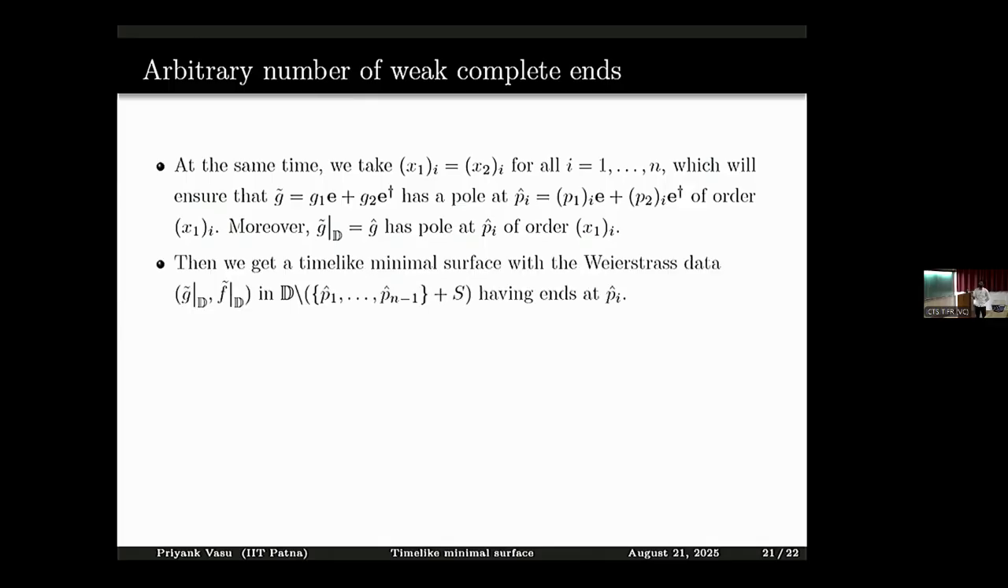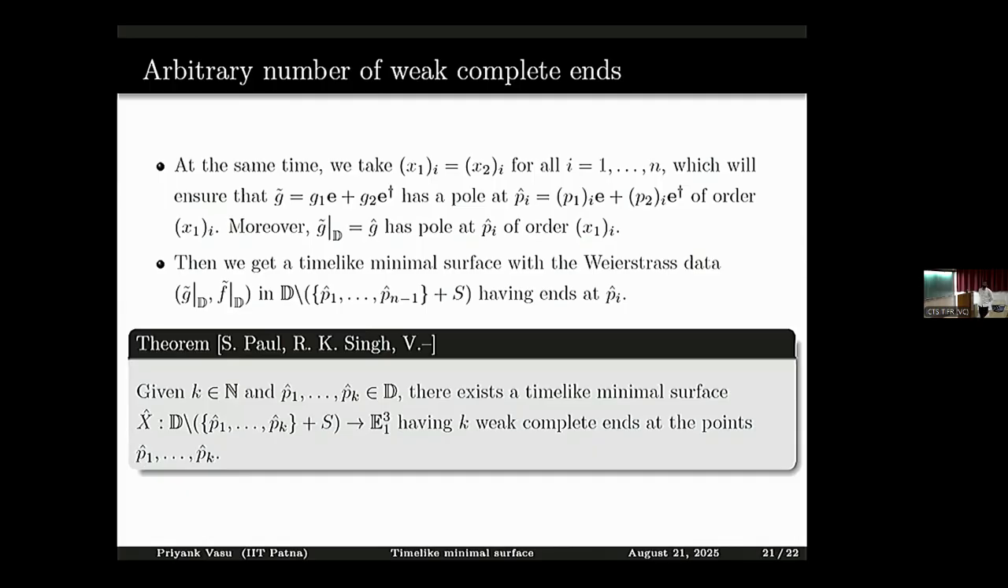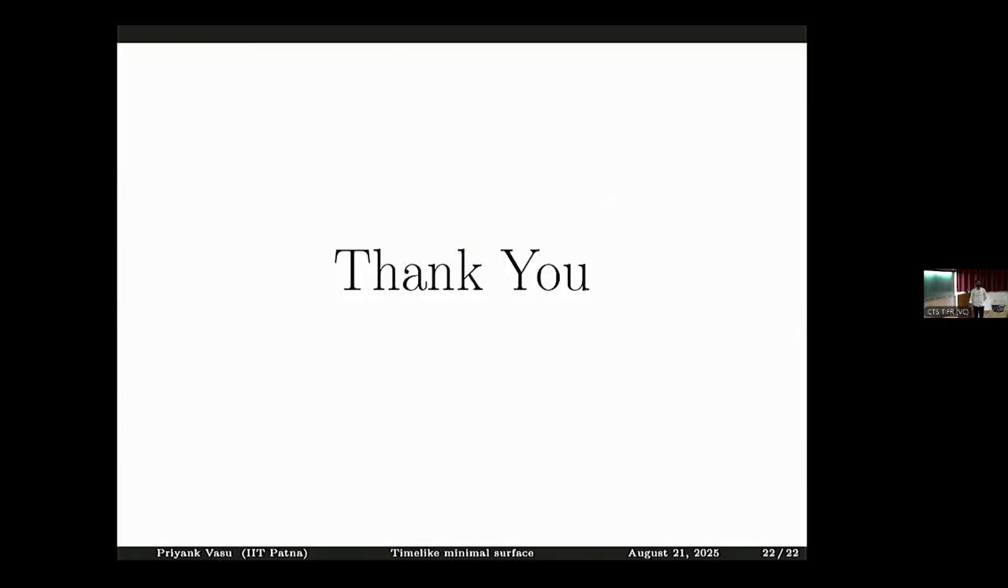Then the problem is solved. With this Weierstrass data, when we restrict it, we will get the time-like minimal map, and the Weierstrass data will be G tilde restricted to D and F tilde restricted to D, defined over the whole split complex plane minus these punctures plus their zero divisors. And we reach the result, which says that the previously defined Weierstrass data gives the existence of a time-like minimal surface with an arbitrary number of weak complete ends. Thank you.